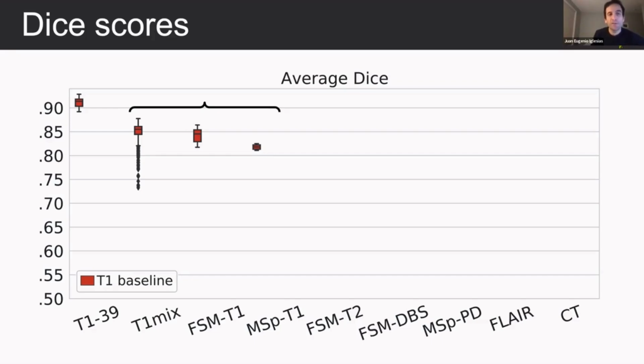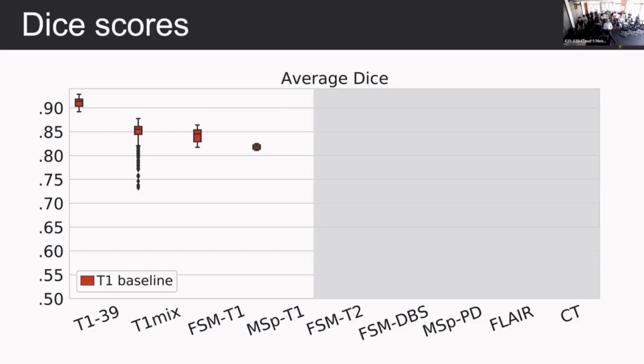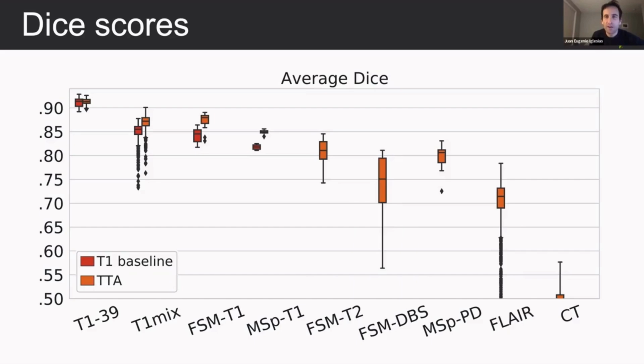And when you look at other T1 weighted data sets at 1 millimeter, you lose some performance. There's a bit of a domain gap. It's not terrible, but you lose a bit of performance, right? The other modalities, you cannot even segment. It will blow up right away, right? So nothing there.